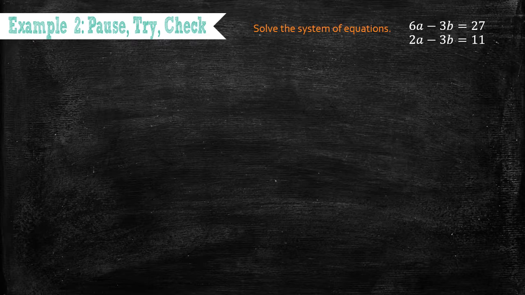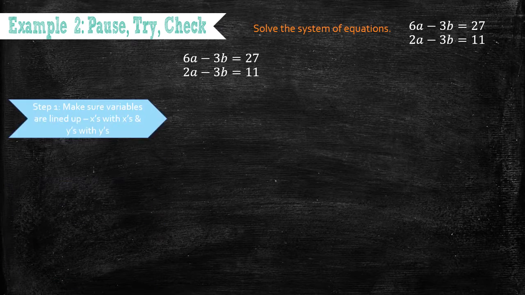The directions say to solve the system of equations. Same as last time. This time I'm given 6a minus 3b equals 27, and then 2a minus 3b equals 11. Both of these are written in standard form. My variables are all on one side, and then I have that constant term on the right.